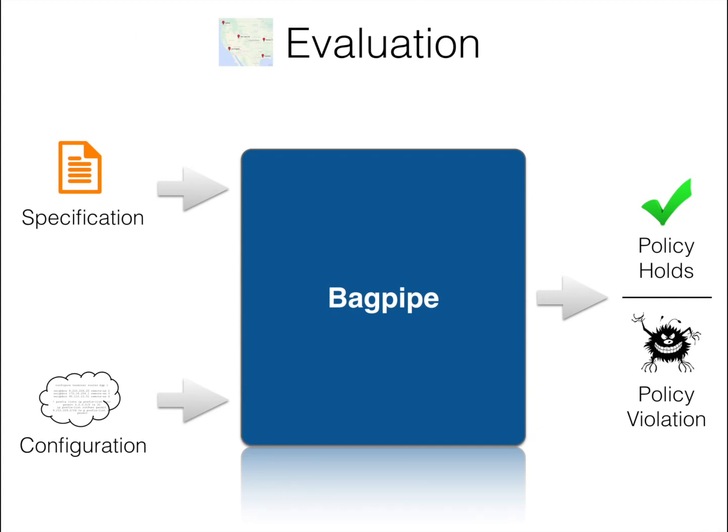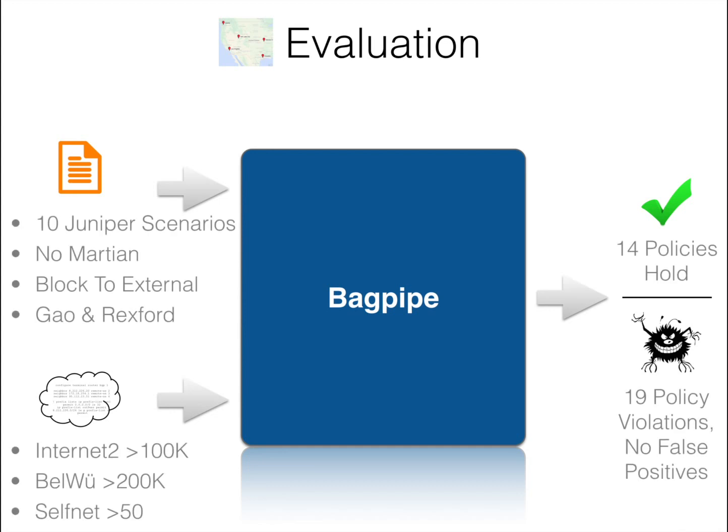But let me switch now to the evaluation. We evaluated Backpipe on various specifications, including 10 specifications taken from Juniper configuration scenarios, and we evaluated Backpipe on hundreds of thousands of lines of code. In the end, Backpipe verified that 14 of these policies always hold, and it also found 19 policy violations, in which case the configuration did not correctly implement the specification. Note that Backpipe issued no false positives.